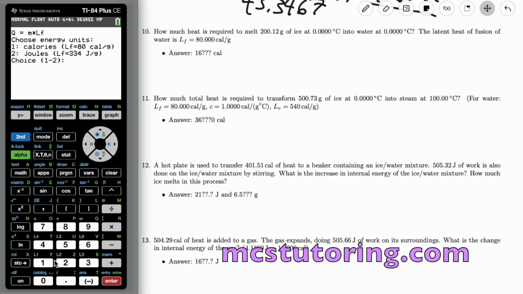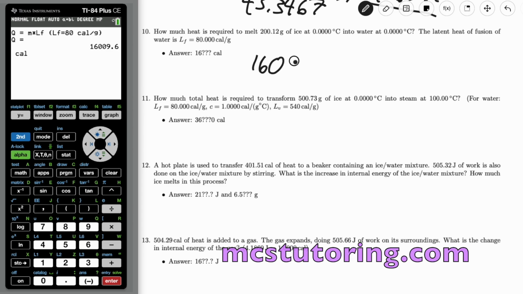And then we're going to go to calories. It shows the latent heat of fusion, 80 calories per gram versus 334 joules per gram. So we're going to go option 1 for calories. And then we're going to do the mass, which it's asking us in grams. It's usually in grams. If it's in another unit, I'll make another iteration of this program, so just comment if you'd like to see something else. And then it looks like it's 16,009.6. Since we're only going to units, nothing to the right of the decimal, I'm going to go 16,010 calories for question 10. Okay, great.